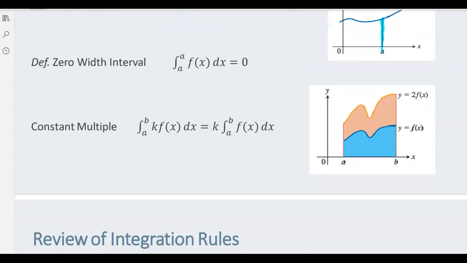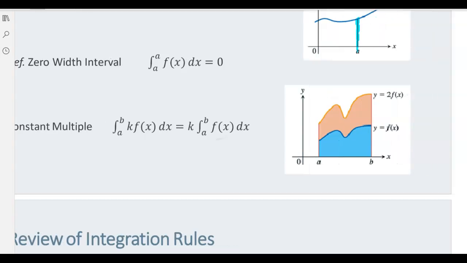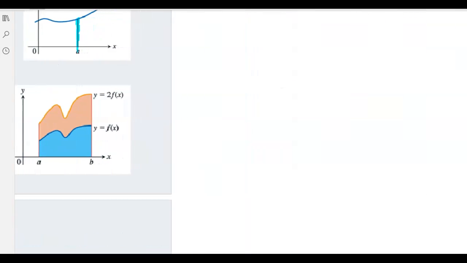This third one is letting us know that if we have a constant that's being multiplied by a function that we're taking the integral of, we can pull that constant out into the front of the integral and then just work with the function on its own. Let's look at a proof of that using the Riemann sum idea.